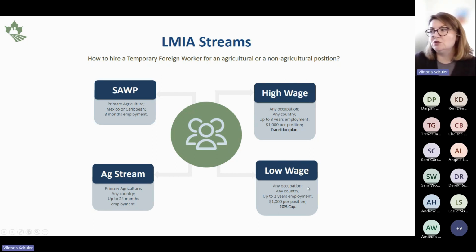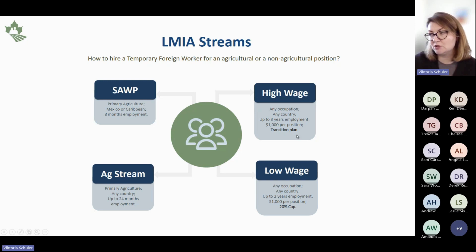For the low wage, you can hire in any occupation if it's not primary agriculture from any country up to years of employment. If it's not a primary agriculture, there is a processing fee that needs to be paid for Service Canada, and it's $1,000 per position. And this is a non-refundable fee that is paid when the LMIA application is submitted. And for low wage position, there is also a so-called 20% cap on how many foreign workers employer can hire.